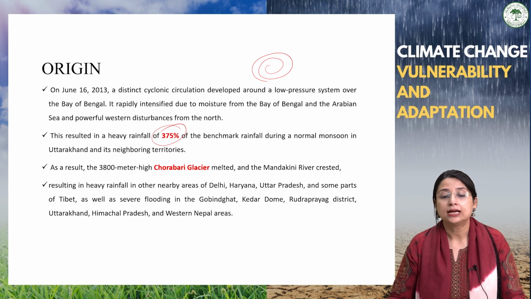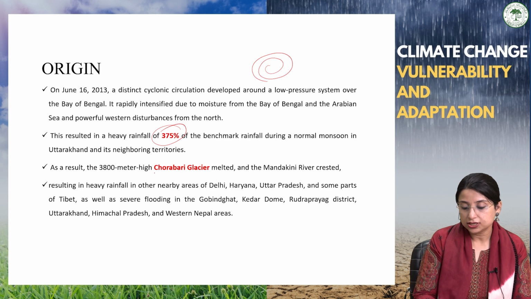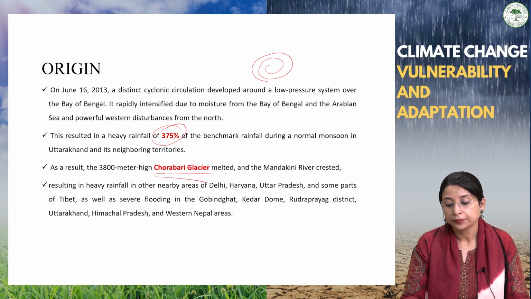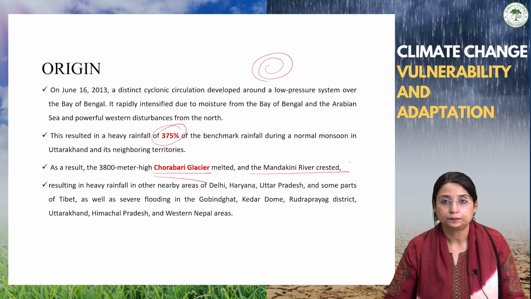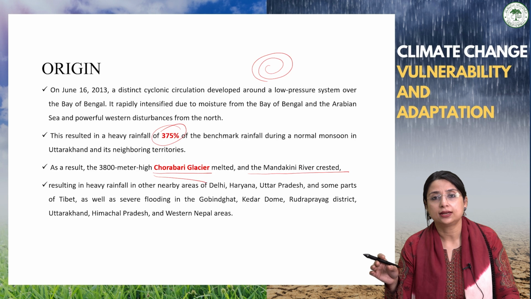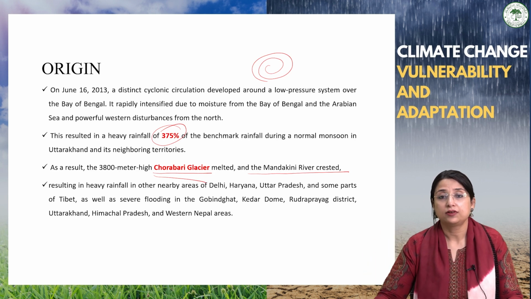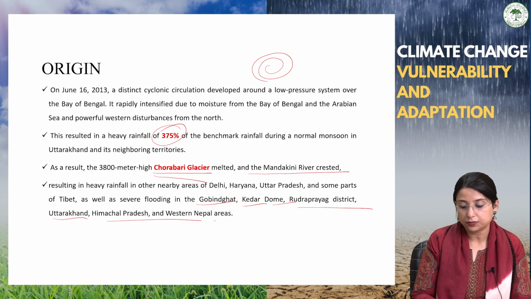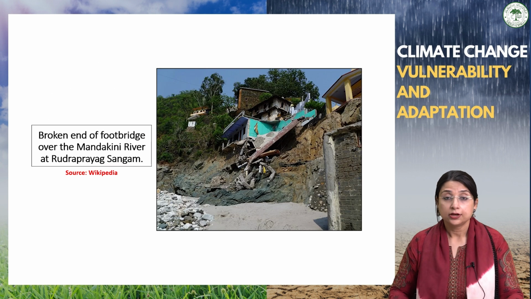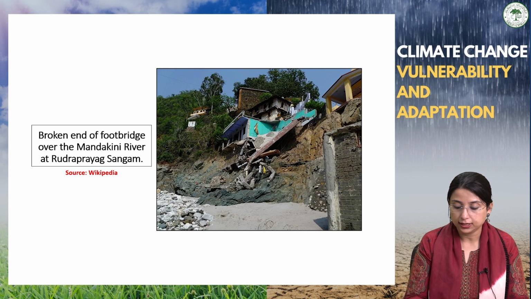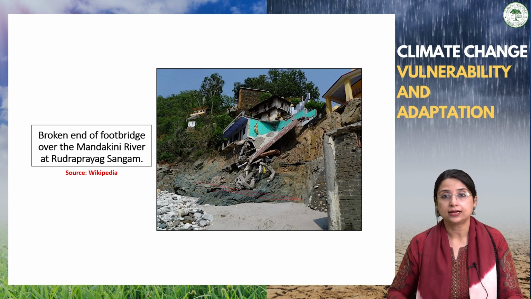As a result, the 3800 meter high Chorabari glacier, you can see here, melted and the Mandakini river crested, which again resulted in heavy rainfall in the nearby areas. If we see the nearby areas of Uttarakhand, the national capital region, Haryana, Uttar Pradesh, and even some parts of Tibet were affected, as well as flooding was also observed in Gobind Ghat, Kedarnath, Rudraprayag district, Uttarakhand, Himachal Pradesh and western Nepal areas. You can see how devastating the situation was. This is the picture, the broken end of a footbridge over the Mandakini river at Rudraprayag Sangam.